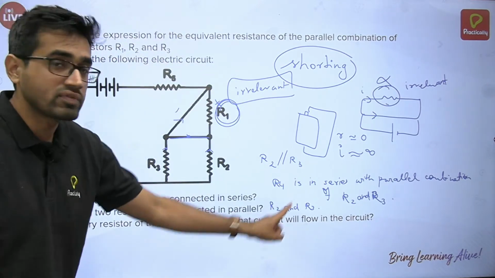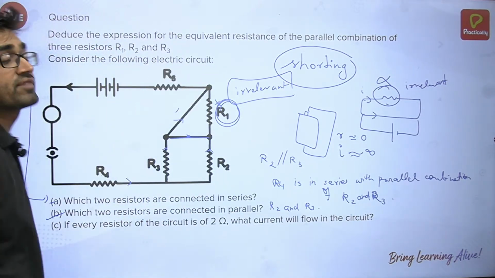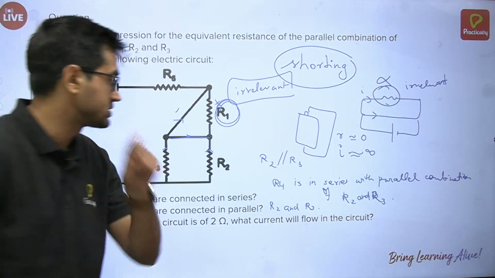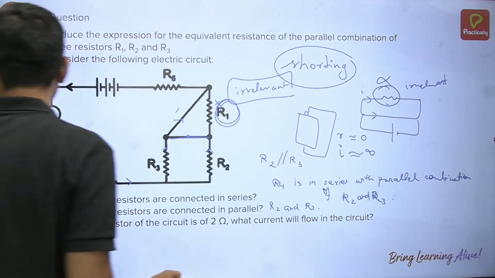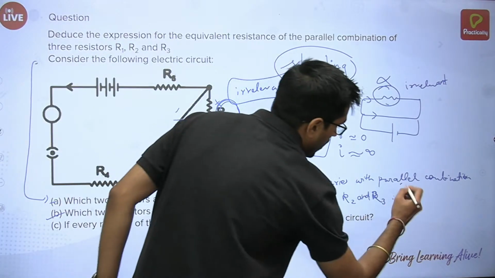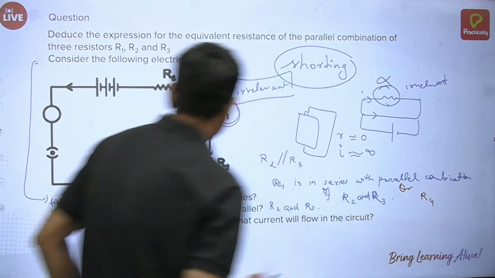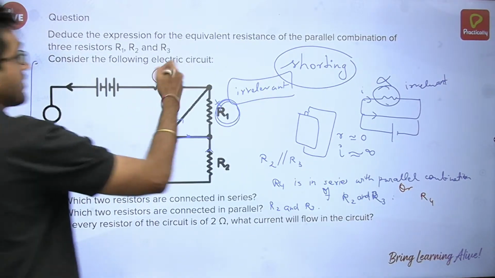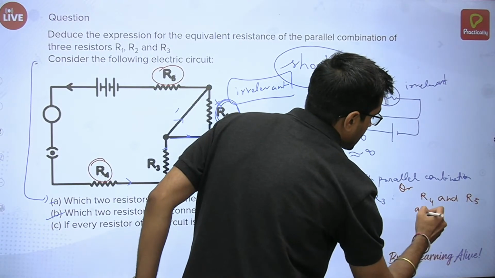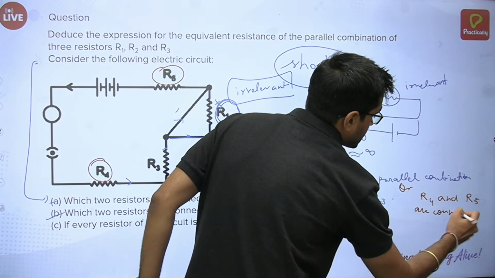You can also give this question as R4 and R5 are connected in series. So you can also give this as the second answer if you wish to. The correct answer would be R4 and R5 are connected in series.